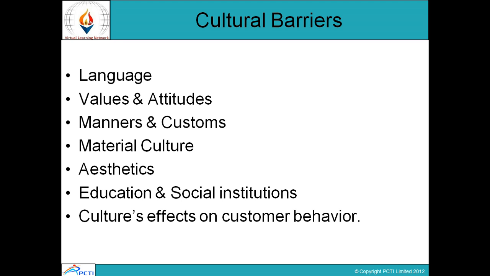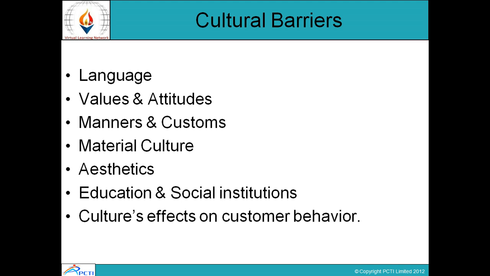Another is manners and customs, which represent a cultural view of the appropriate way of behaving, mannerisms. Material culture consists of tangible products of the culture, right? Cars, houses, clothes, furniture are examples of material culture. Aesthetics refer to cultural ideas about beauty and good taste. They are reflected in music, arts and dramas.